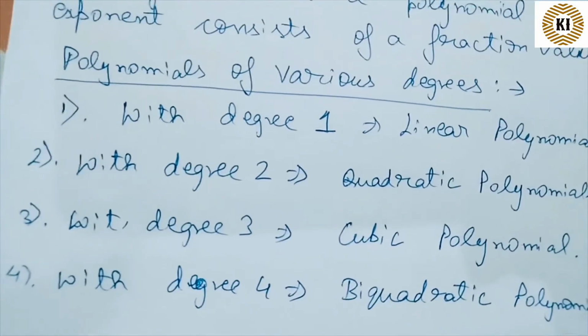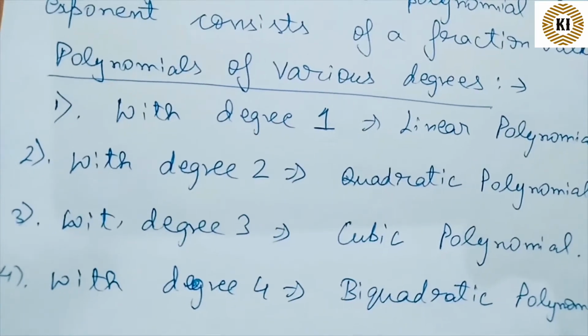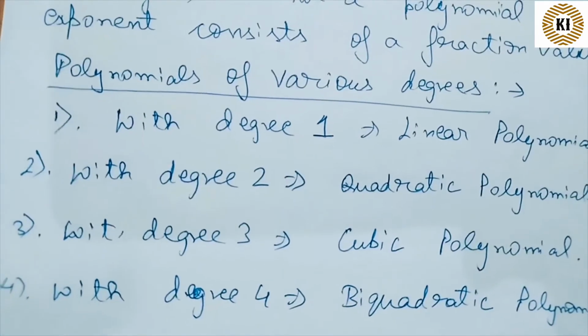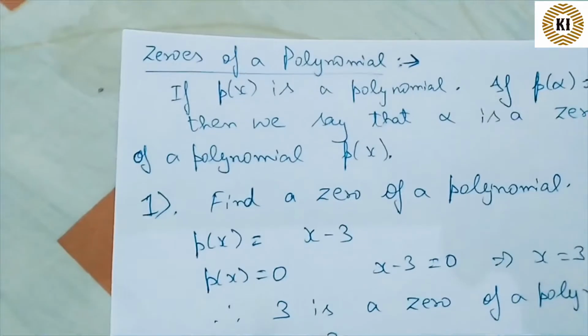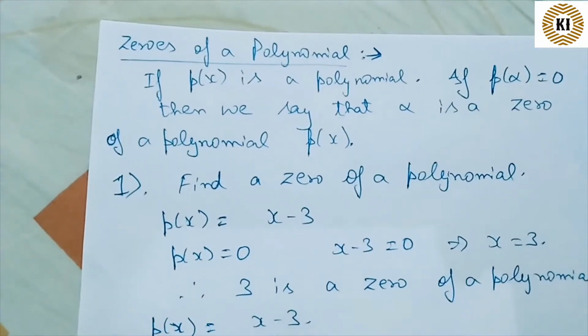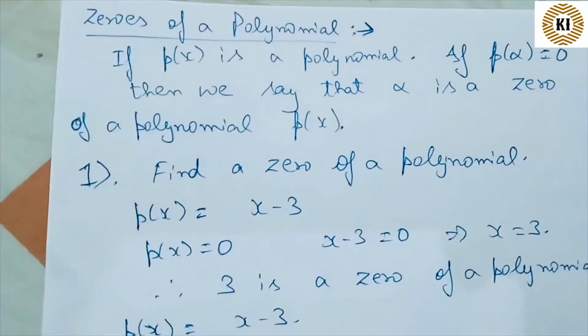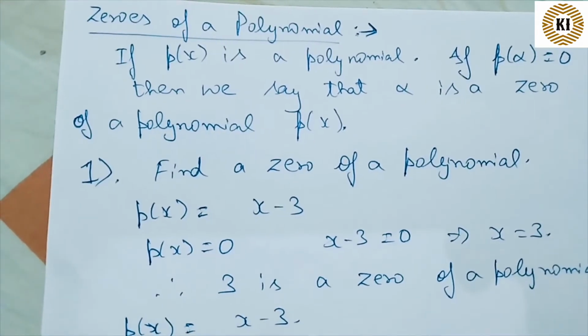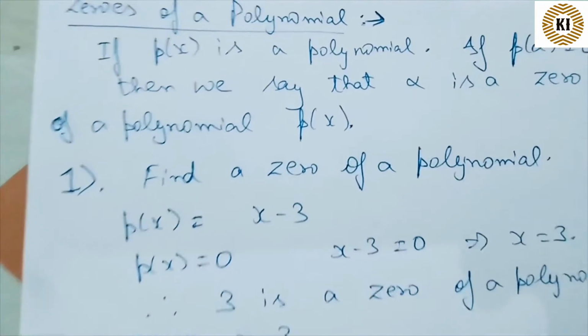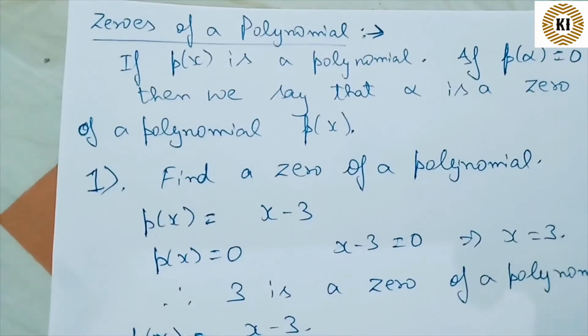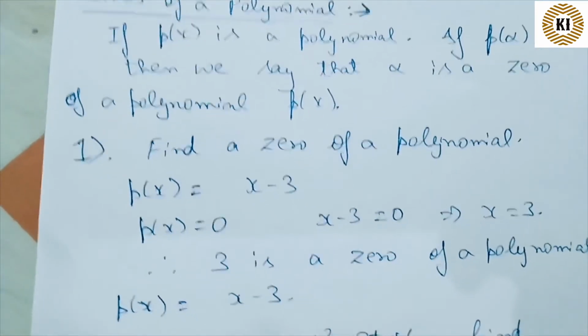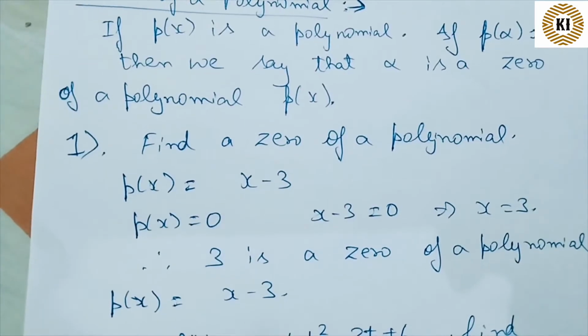Okay. Now next very important term which we are going to study is known as zeros of a polynomial. Now suppose p(x) is a polynomial, and p of alpha is equal to 0, then we say that alpha is a zero of the polynomial. How? Let us take one example. Find the zero of the polynomial p(x) equals x minus 3.